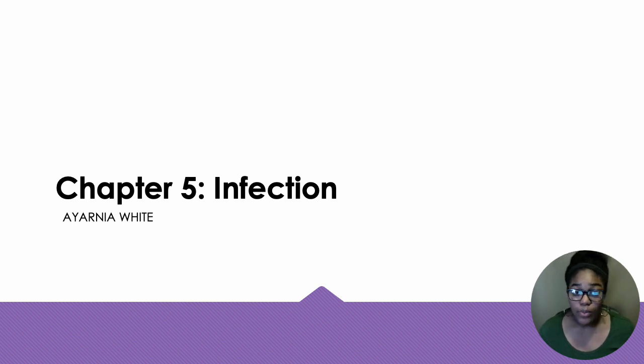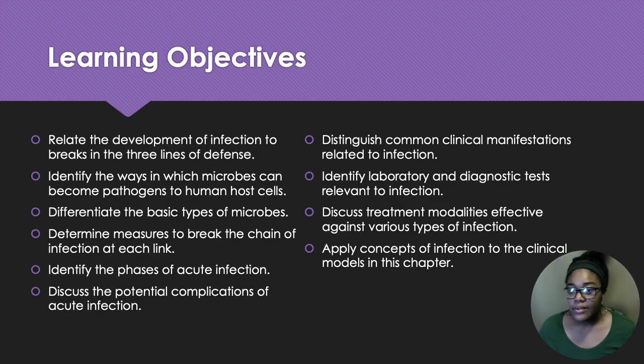In today's lecture, we'll be discussing everything about infection. Today, we'll relate the development of infection with the 3 lines of defense. We'll discuss different microbes and the ways they could become pathogens to human host cells. We'll differentiate between those different microbes. We'll determine the measures to break the chain of infection at each link.